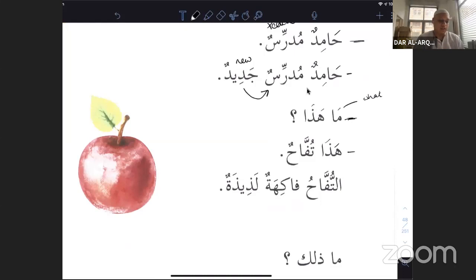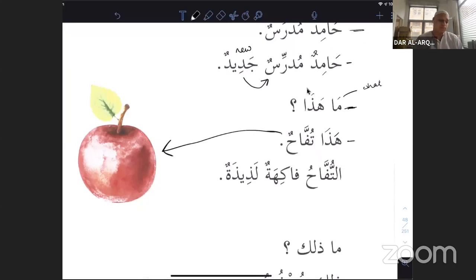هذا تفاح. تفاح is an apple. So this is an apple. طيب. Okay. Next line. التفاح فاكهة لذيذة. فاكهة means fruit. لذيذة means delicious.